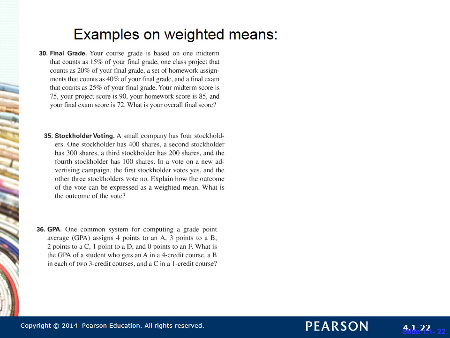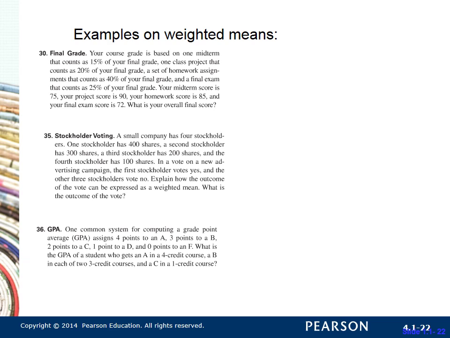So when I hit enter I should get 81.25, and if I round that following our rounding rule, I want 1 decimal place more than what we had, which was none, so I would round that to 81.3 as my final score. So again, you multiply the weight times the score, add that all up, and divide by the sum of the weights. All right, for 35, stockholder voting.